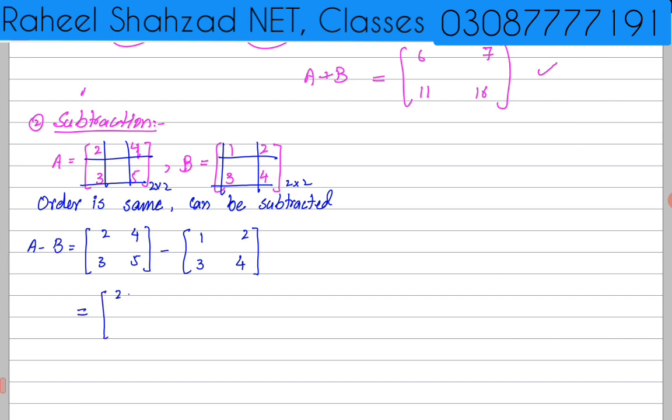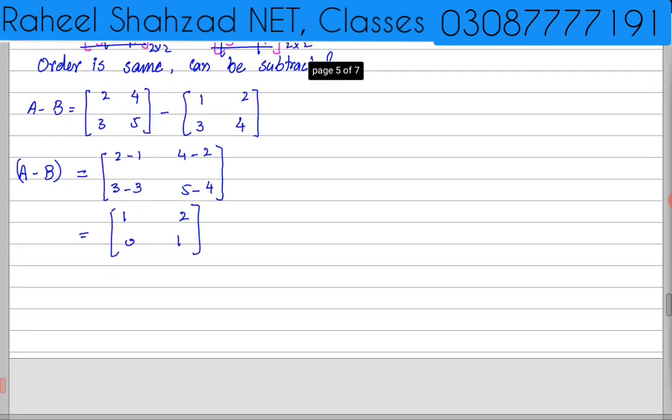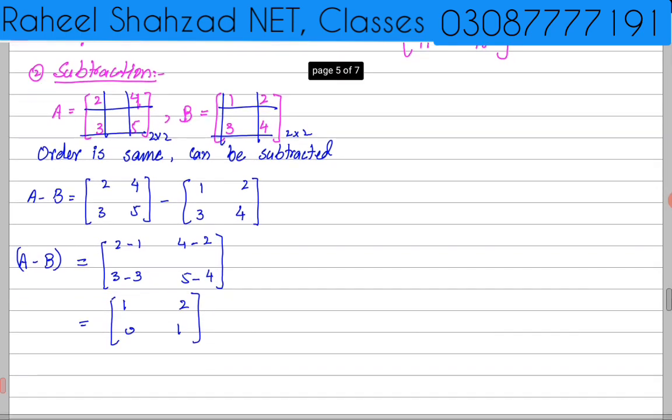That is going to be 2 minus 1, 4 minus 2, 3 minus 3, and then 5 minus 4. So this is your A minus B, which is going to be 1, 2, 0 and 1. So this is how we are going to subtract two matrices. So this is addition and subtraction of two matrices. Before we move on to multiplication, there is one more thing known as scalar multiplication.